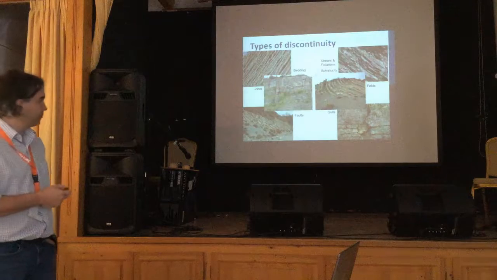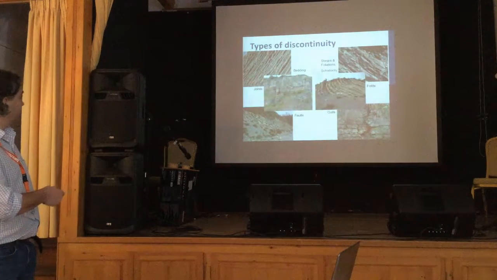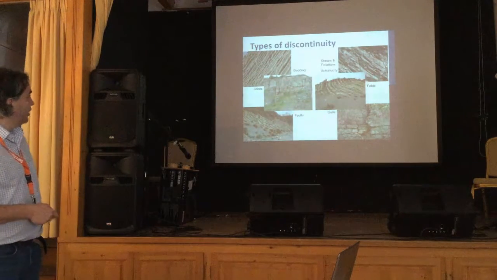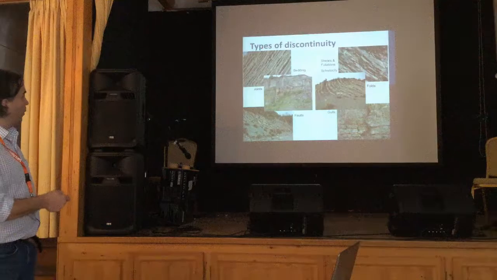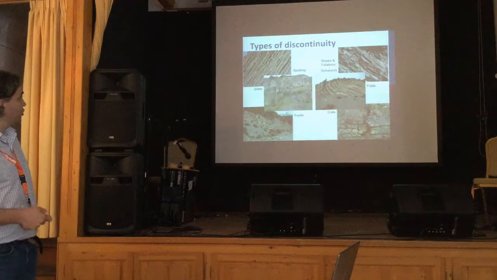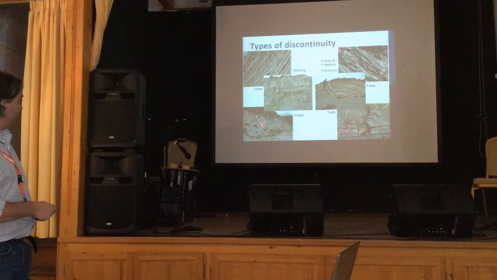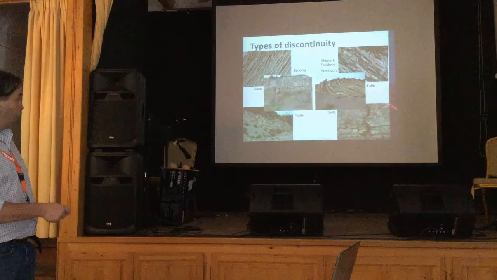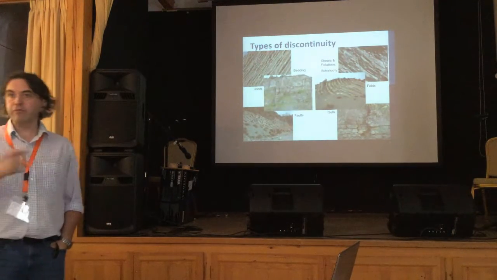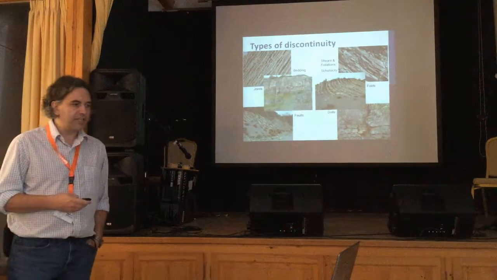Here are some examples of discontinuity. So we've got bedding planes, joint systems here. They all serve to weaken the rock. We've got metamorphic fabrics, foliations and schistose fabrics. We've got faults in rocks, and we've got open joints. All those serve to weaken the rock. A rock without discontinuities is strong and will resist motion.